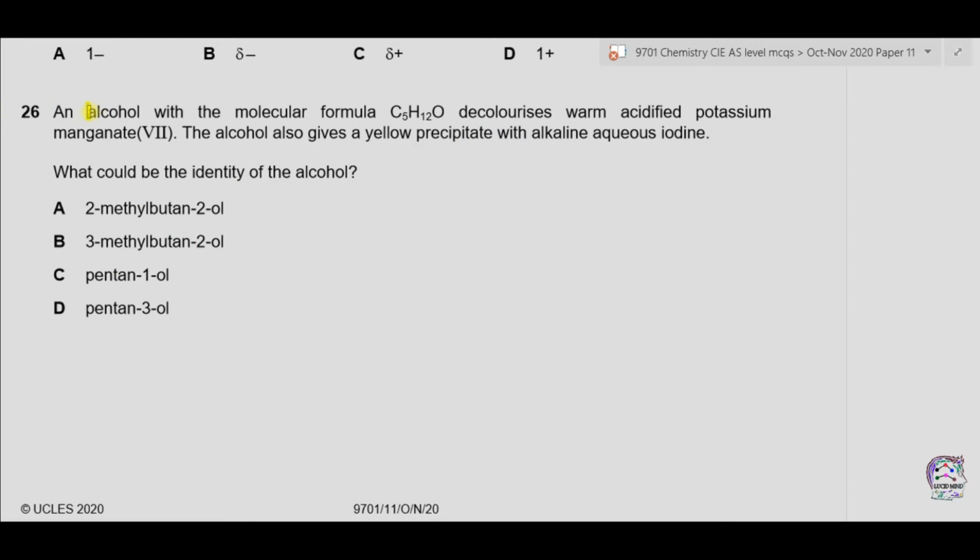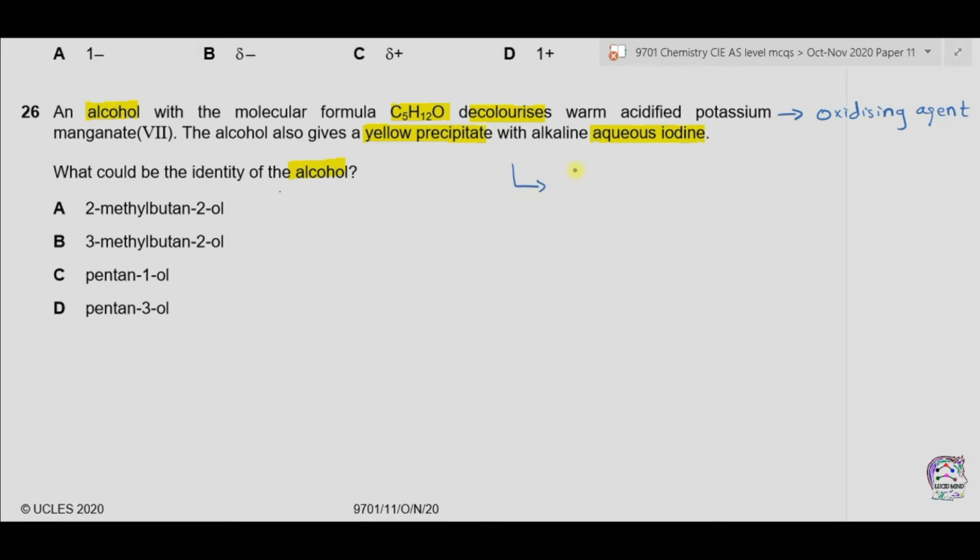Question 26. An alcohol with the molecular formula C5H12O decolorizes warm acidified potassium manganate(VII). The alcohol also gives a yellow precipitate with alkaline aqueous iodine. What could be the identity of the alcohol? In the first reaction, acidified potassium manganate(VII) is the oxidizing agent. The second reaction is with alkaline aqueous iodine, where a yellow precipitate is formed.